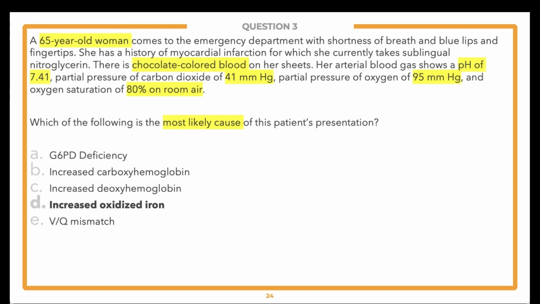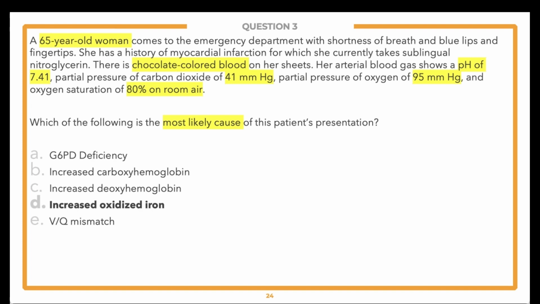Because the classic someone showing up short of breath situation is very common, and you have to figure out what's going on. So buzzwords in this, like we talked about, are going to be the blue fingertips and lips, the fact that she's taking nitroglycerin, and the chocolate colored blood. And then based on her ABG, which shows the pH, carbon dioxide, and oxygen, there's this weird discrepancy between her percent sat and her oxygen in her partial pressure. So what are some buzzwords that are going to point towards the answer? So she has cyanosis, chocolate colored blood, and then the oxygen saturation is low, but the partial pressure of oxygen is normal. Same with the carbon dioxide.